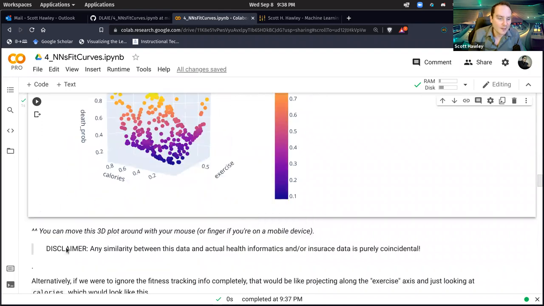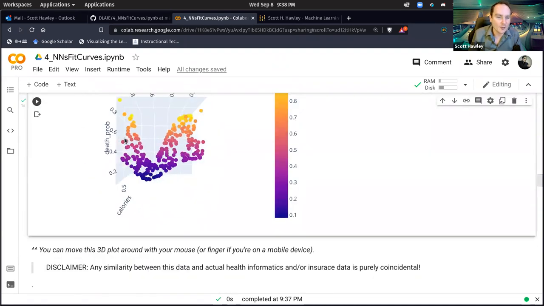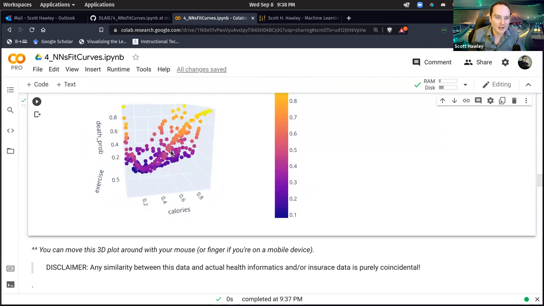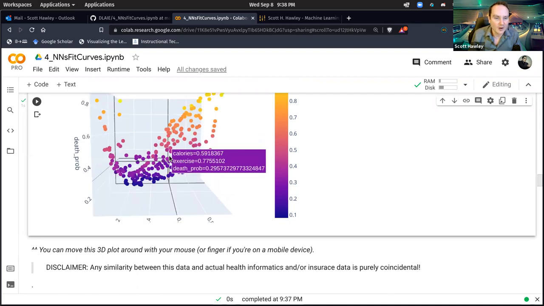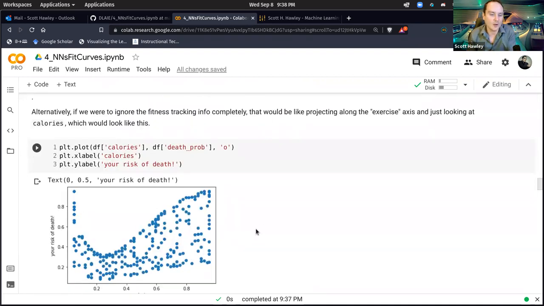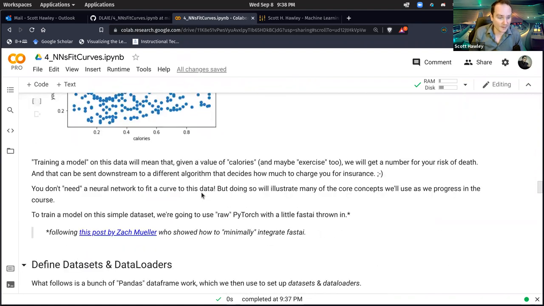You can play with that, move it around. If we wanted to, we could throw out the exercise and just look at the calories, which is kind of like projecting along one of these axes. Some of this I wrote with that option, but everything else through here, we're going to use both of those features. So you don't really need to worry about that.